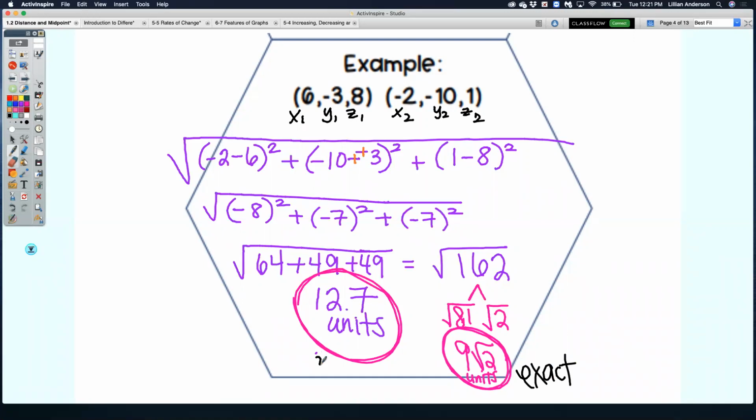This would be the approximation. The reason why this is the approximation is because we rounded the distance, okay? So be careful of that. If they ask for the exact distance, they want the simplified radical.